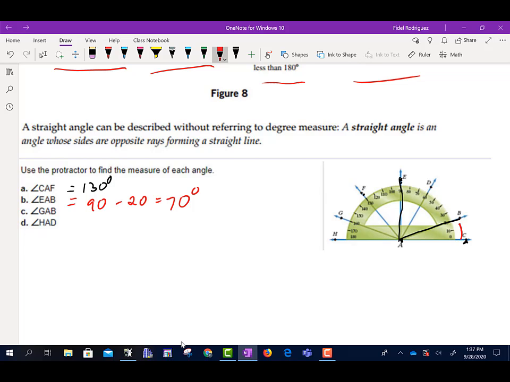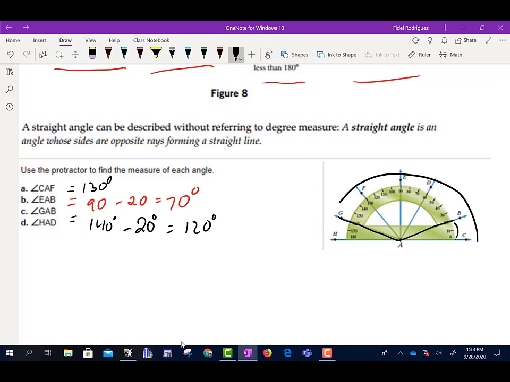Okay. Angle GAB. Let me get my eraser again so I can clean up some of this mess. Angle GAB. GAB. So we know, again, the whole thing from here to here looks like it would be 140. And we're going to subtract off this 20. So that would give me 120 degrees.